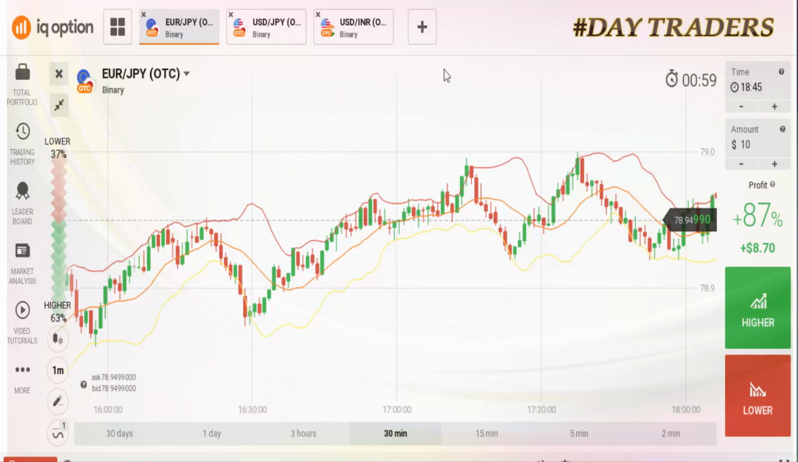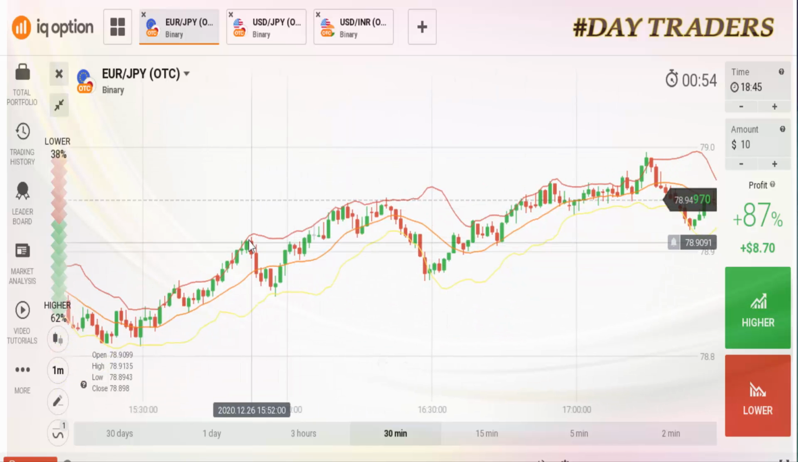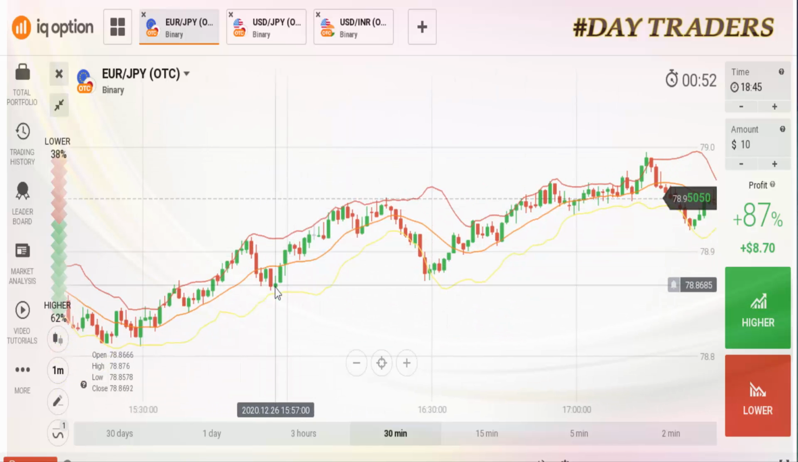You can check the next one. You can see this is a resistance level touching the support level.